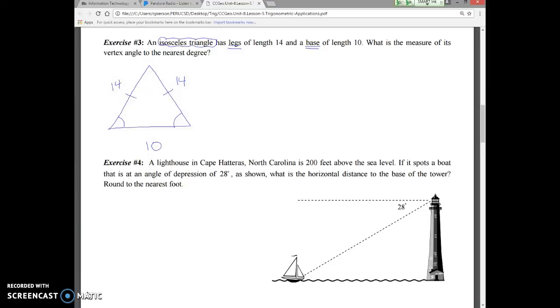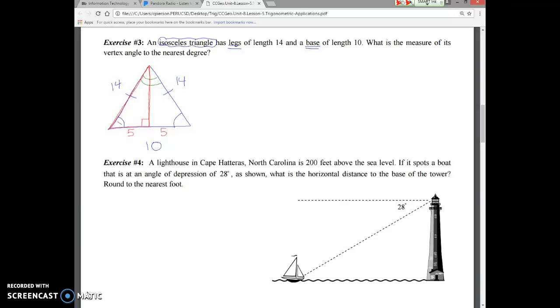So this one has a little bit more work. We're looking for this angle at the very top. So we need to be very cautious of what it's asking. First of all, in this case, you have to have a right triangle in order to use trig. So you have to draw the height. The height is needed so that you can create a right triangle with a base of 5 and a leg, or in this case, a hypotenuse of 14.